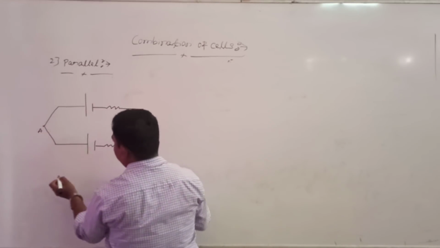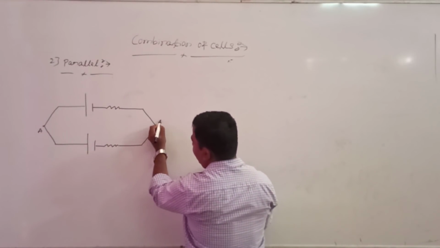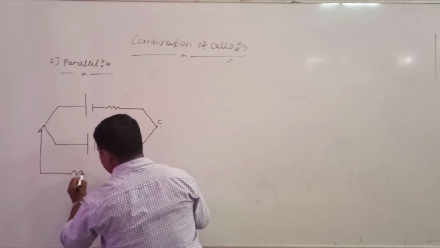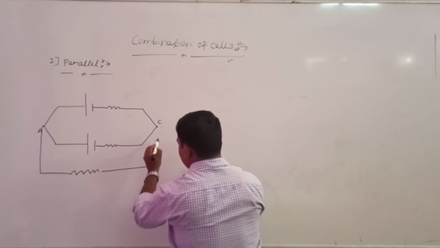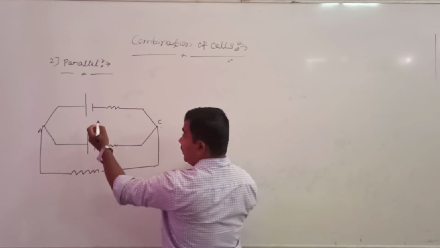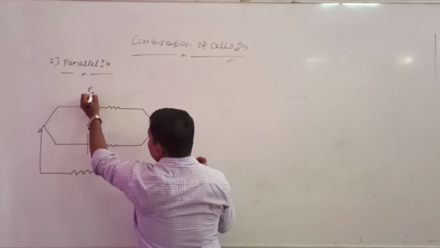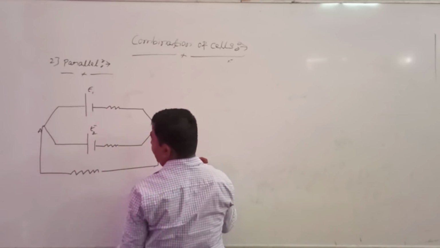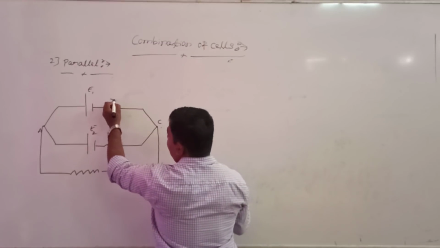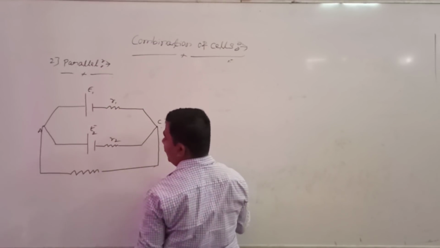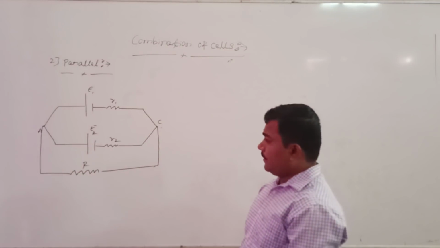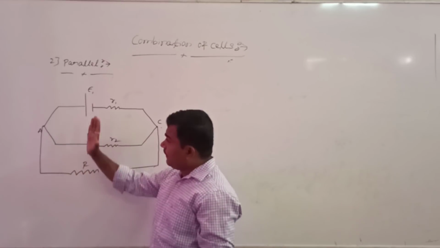This point is A. What about this point? This point is C. And this combination is connected to an external resistor. Right or wrong? See here, now what case is it? The cell of EMF E2, and the cells of internal resistance R1, R2 connected to the external resistor. But these are in series, these are in parallel combination.